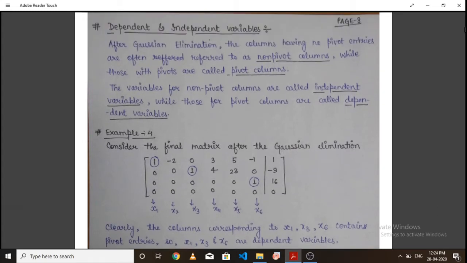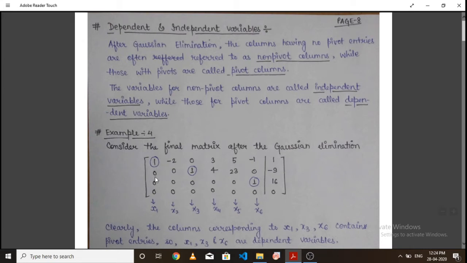So before starting that, we should know what the dependent and independent variables are. Starting with the definition: after Gauss elimination method, the columns having no pivot entries are referred to as non-pivot columns, and those with pivot are called pivot columns. For example, see this matrix here. This is the final augmented matrix obtained after Gauss elimination method.